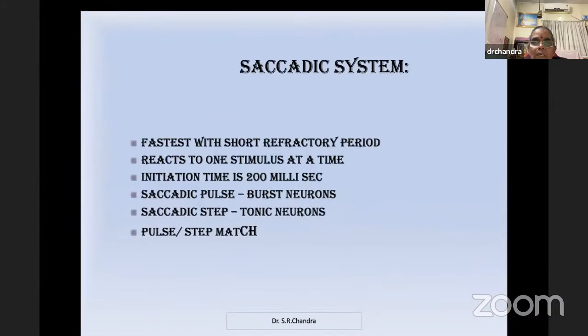So now we'll go to the saccadic system quickly. It is the fastest, with a short refractory period, and it reacts to one stimulus at a time. And the initiation time is about 200 milliseconds. The saccadic pulse is carried out by the burst neuron, the saccadic step by the tonic neuron, and there is a pulse-step match. Pulse is the initiation energy. And according to the degree to which the burst neuron fires, there is a mathematical relationship between the burst neuron and the tonic neuron. So that decides how much you stay at that target.